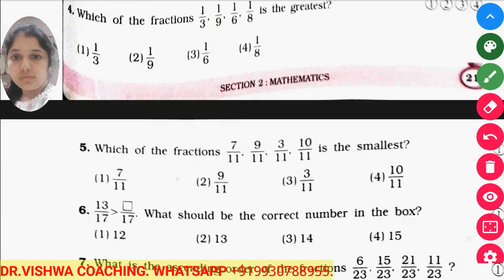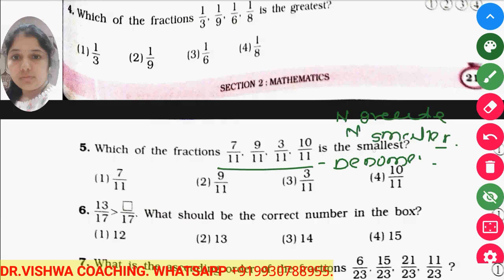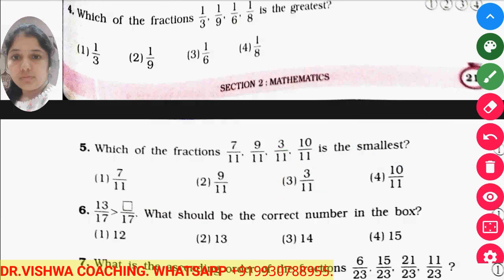Now we have to find the smallest fraction, but here the condition is opposite of the first question. So here denominators are equal. When denominators are equal, the numerator which is greater gives the greater fraction, and the numerator which is smaller gives the smaller fraction. Now which numerator is smallest here? 7, 9, 3, 10. 3 is the smallest one. So 3 upon 11 is the smallest fraction here.